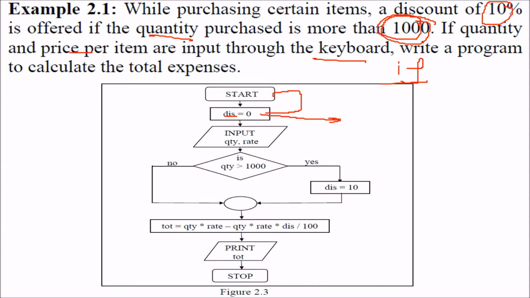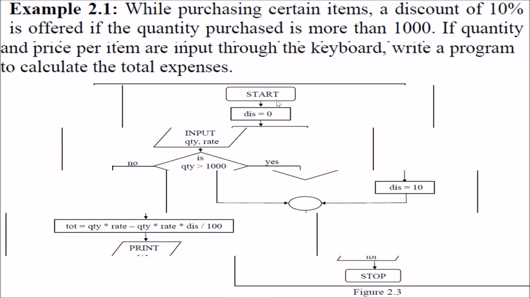See, first of all, input the quantity and rate. This is the decision control, this is where you are going to use if. If the quantity is greater than 1000, if it is yes, then you put discount equal to 10. Otherwise, you say no, that is, the discount will be 0 as you have initialized here. Then you will calculate the total. Total will be simply quantity into rate minus quantity into rate into discount percent, divided by 100. And then we print the total and we stop.